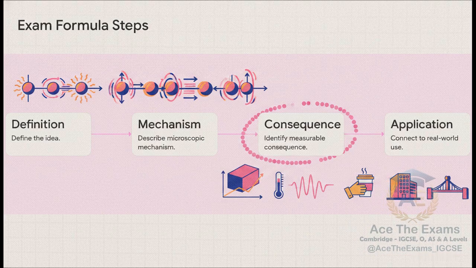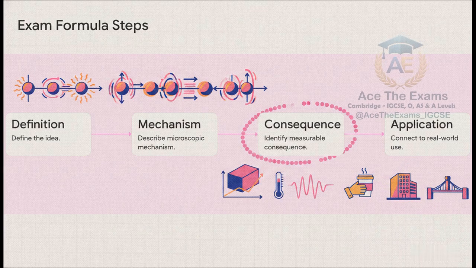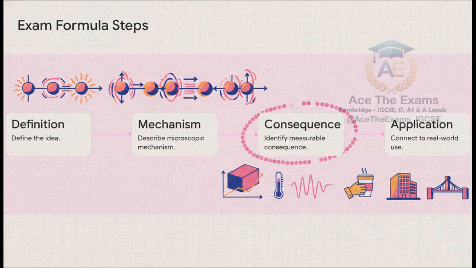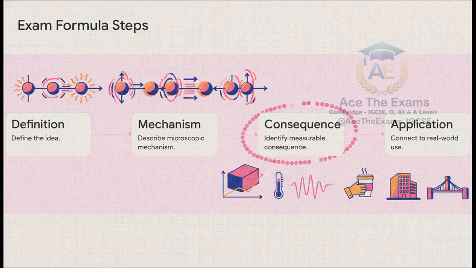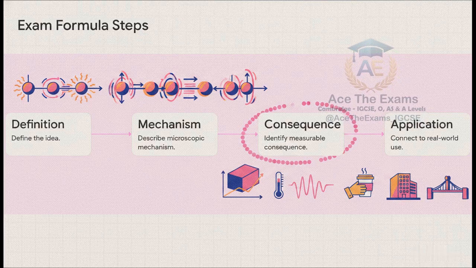First up, the definition of the concept. Second, the microscopic mechanism at play, like what are the atoms actually doing. Third, the macroscopic consequence, which is what we can physically measure in the lab. And fourth, the real-world application. If you can string these 4 elements together, you construct a literally flawless scientific argument.